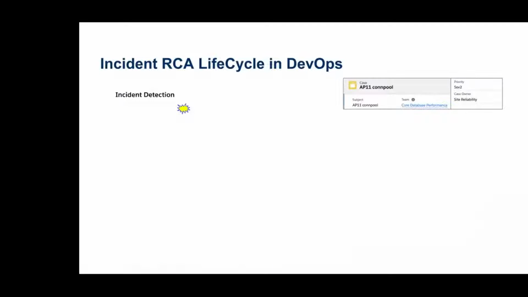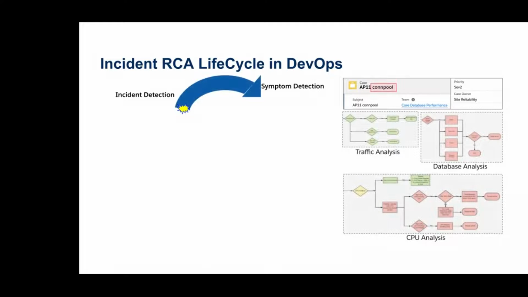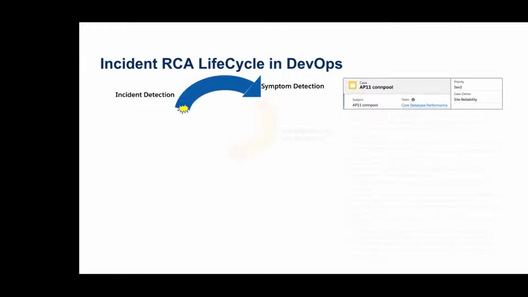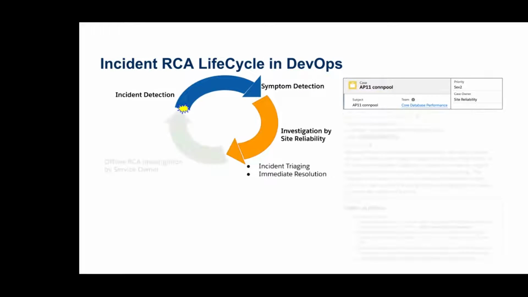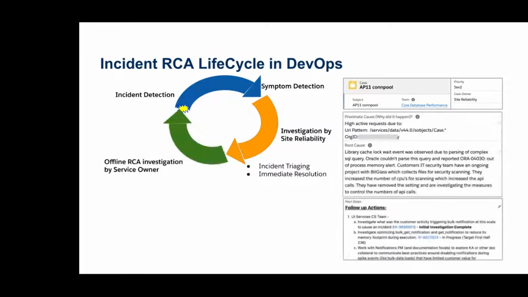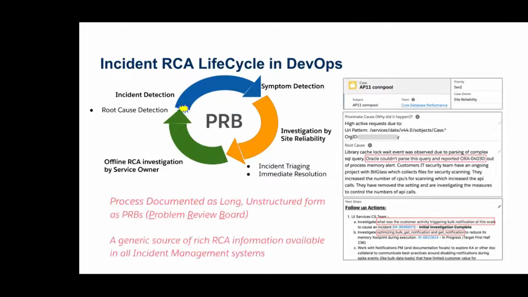The incident root cause analysis life cycle follows like this. We first do incident detection, and then through various analysis, we do symptom detection, followed by investigation by the site reliability team, which triages the incident and finds an immediate resolution, and then RC investigation by service owners to find the root cause. This entire process is documented in long unstructured documents known as PRBs, or problem review board data, which you see on the right-hand side.